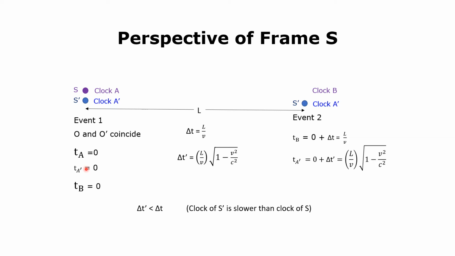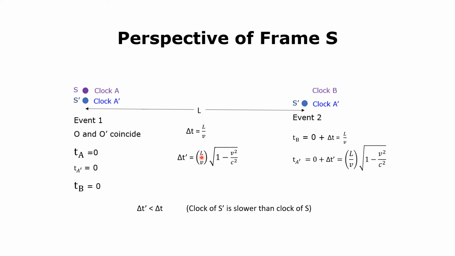Between event 1 and event 2, the distance travelled in frame S is L. S prime is moving with speed v. Therefore, delta t is distance divided by speed, which equals L divided by v. We find delta t prime using the time dilation formula. Delta t prime equals delta t into square root of 1 minus v square by c square, that is L divided by v into square root of 1 minus v square by c square.